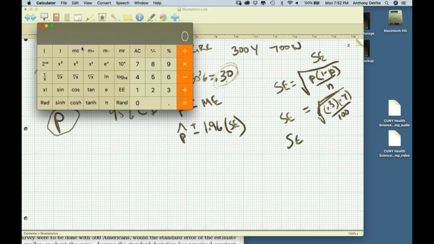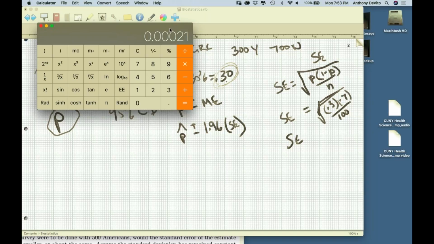Okay, so I'm going to clear the memory. And I'm going to say, let's see, 0.3 times 0.7 equals this divided by 1,000. I've got to correct that over there. It is equal to that number.